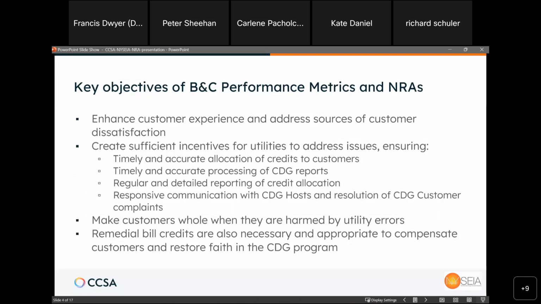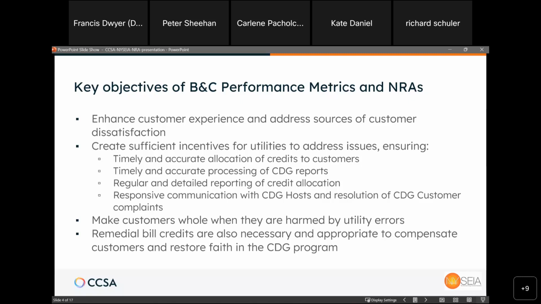At its core, this is really about ensuring a positive experience for the community solar customer and addressing any sources of dissatisfaction. We've crafted these metrics and NRAs really so that they're never used. The idea here is not about slapping on extreme penalties to the utilities, but it's about identifying the systemic problems and finding ways to implement solutions and upgrade systems in order to avoid the delays and errors that we have experienced to date.